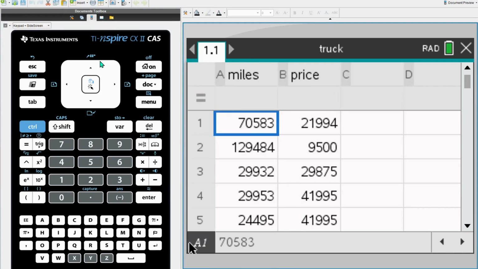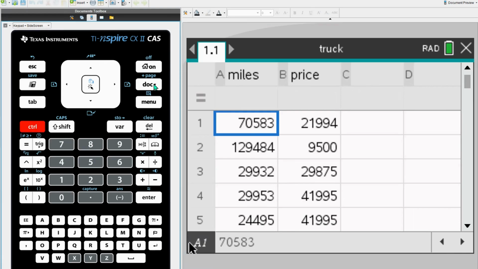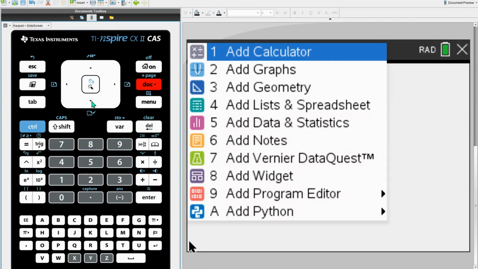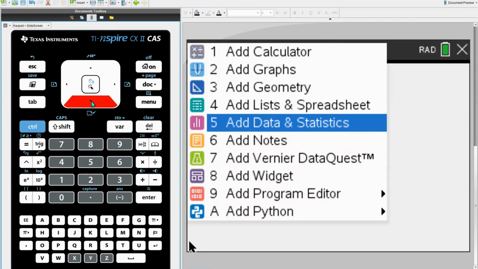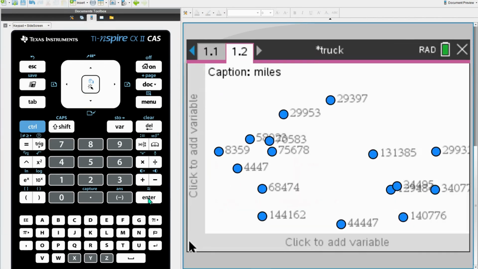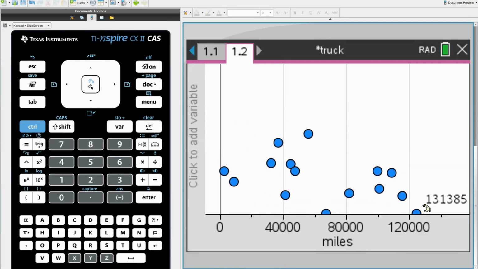Where do we go from here? Well, how about we take a quick look at the scatter plot of this data? I'm going to add a page into my document, control, and then plus page. I want to have that page be a data and statistics page. Hit enter. And now we're going to ask the calculator to organize our data. We want the explanatory variable to be miles driven. So we're going to bring our cursor down to the bottom part of this screen, click in the middle of our touchpad, and we're going to choose miles as our X variable.